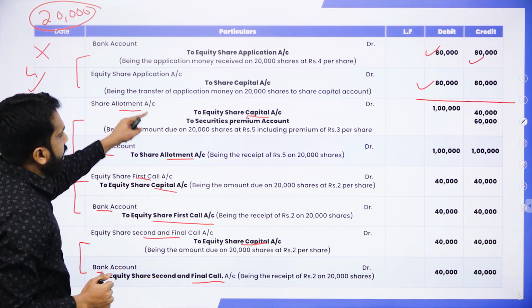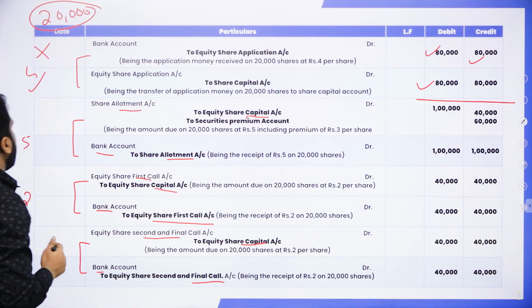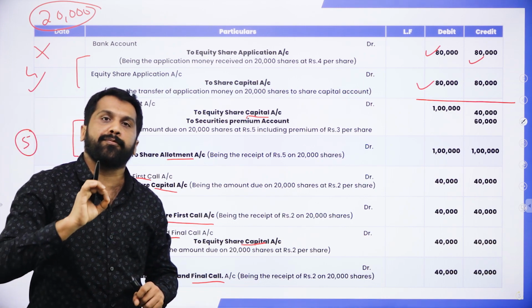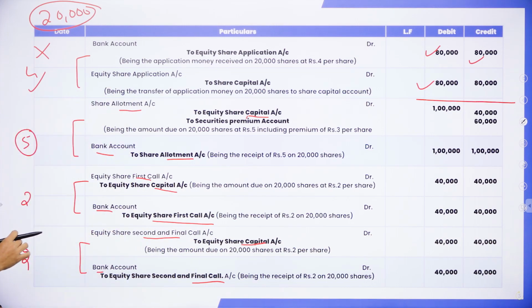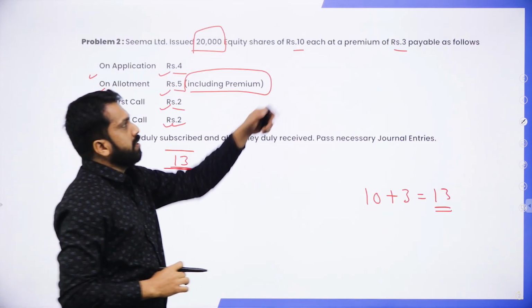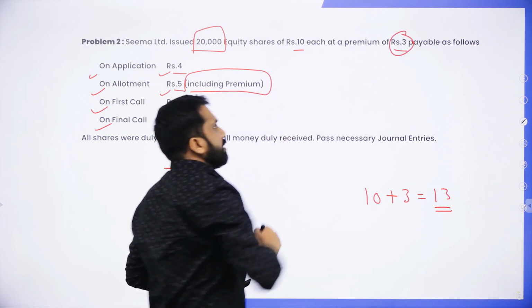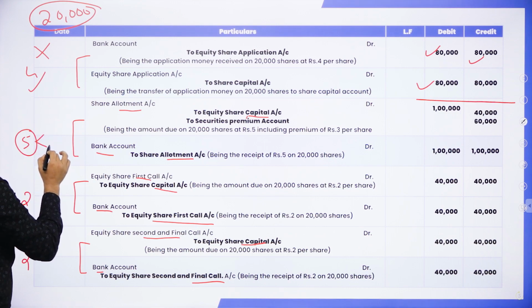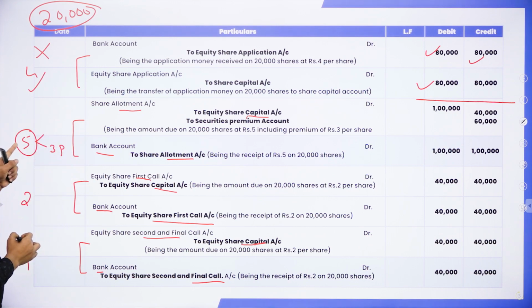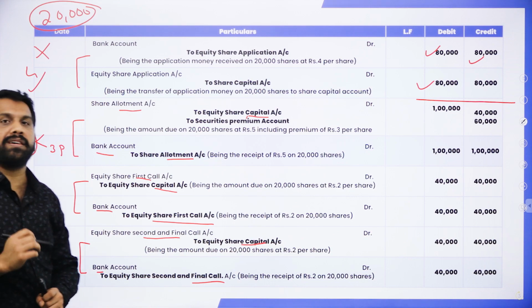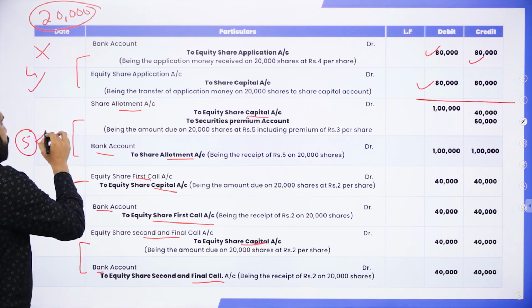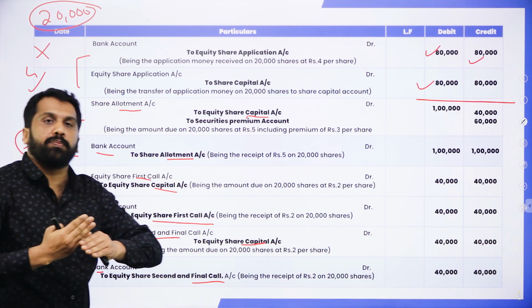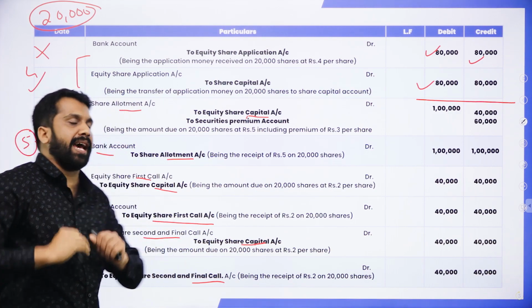Now we'll come to allotment. In allotment, they have given 5. What is your premium value? Your premium value is 3. Out of 5, 3 is premium. 5 minus 3, how much? 5 minus 3, 2. Your 2 must be capital. Remember, if you remove the premium, the balance will be capital.